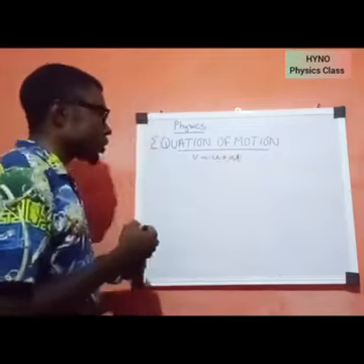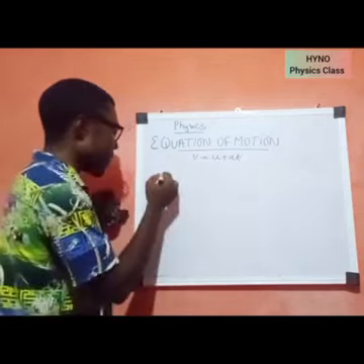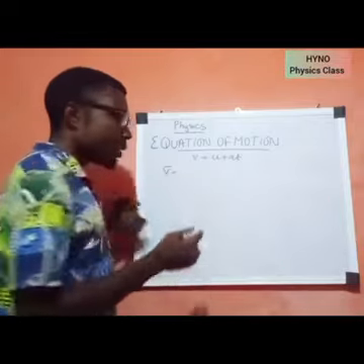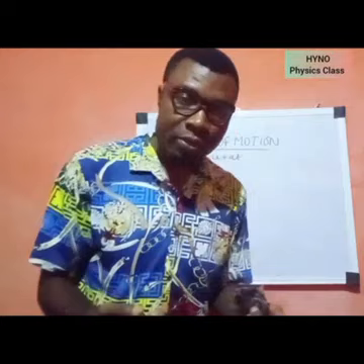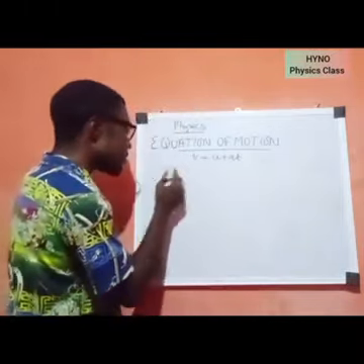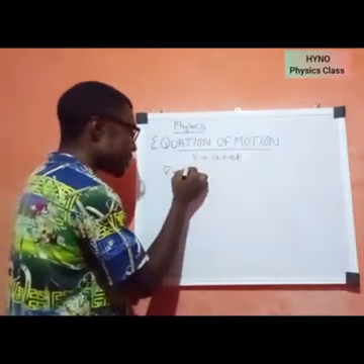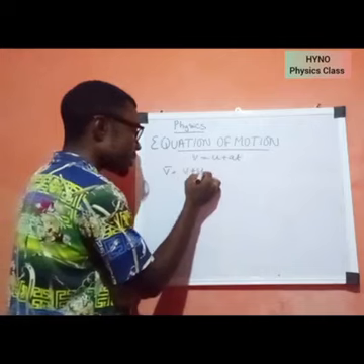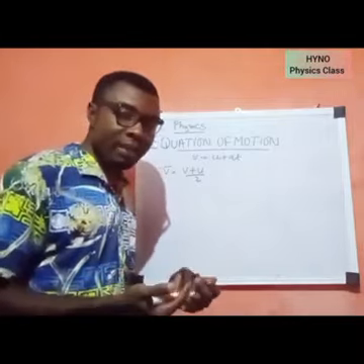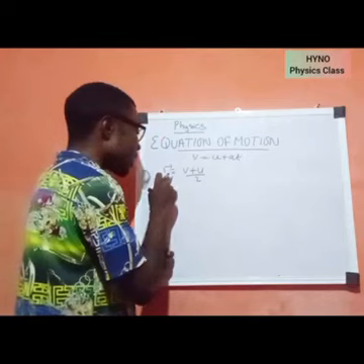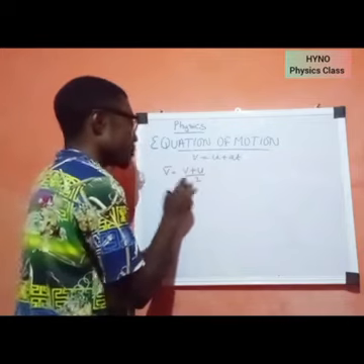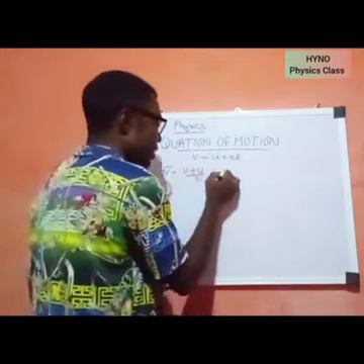Now to get the second equation of motion, we know that average of two things is the sum of these two things divided by 2. So if you have two velocities, the final velocity and the initial velocity, average velocity is the final velocity plus the initial velocity divided by 2. That is how you get average of two things. You sum them and divide by 2. So the average velocity is the initial velocity plus final velocity all over 2. We note this. Let's call this equation I.